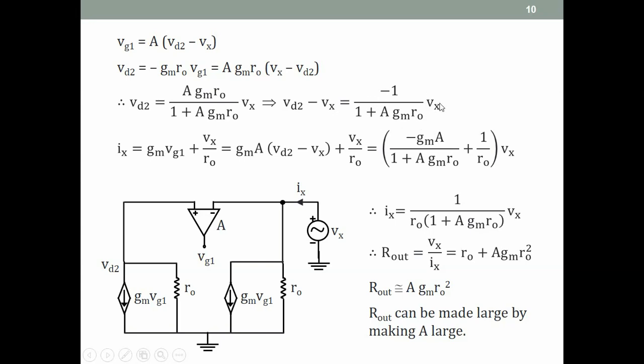And now having found VD2 minus Vx, we write Ix. So Ix is gm VG1 plus Vx by ro, which is equal to gm into A into VD2 minus Vx plus Vx by ro. And then VD2 minus Vx we substitute from here, which is this plus 1 by ro into Vx. So that is Ix. So then Ix is equal to, so we solve this and we get this.